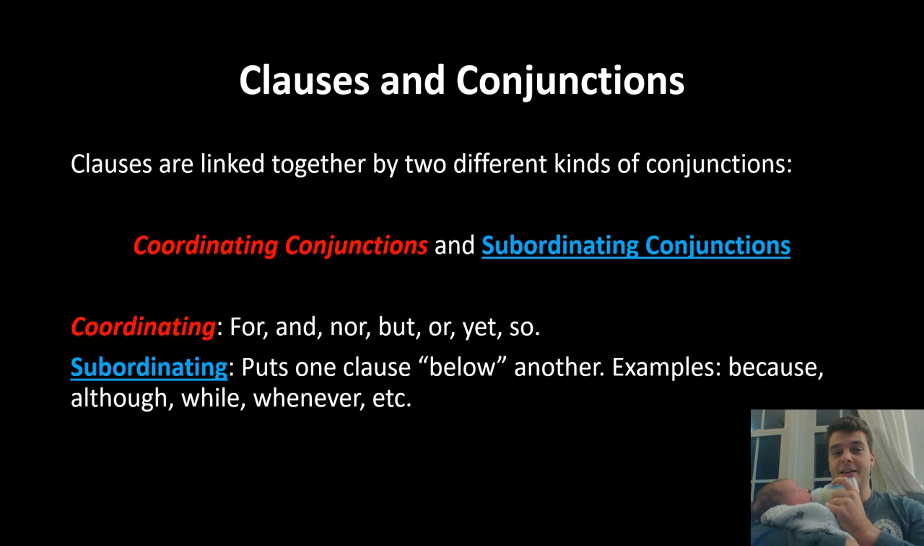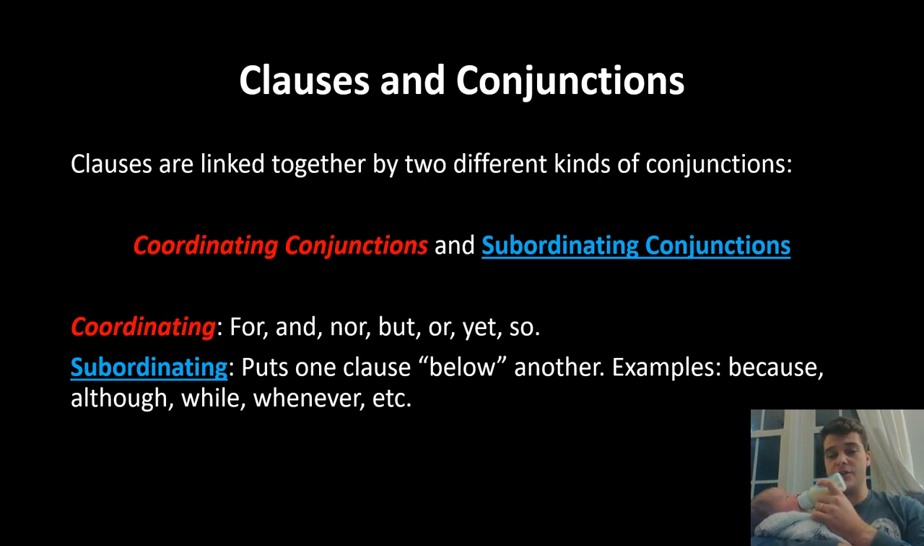Okay, so clauses are always linked together by two different kinds of conjunctions. There are the coordinating conjunctions, and there are subordinating conjunctions. Now, I'm sure you're familiar with coordinating conjunctions. Those are the fanboys: for, and, nor, but, or, yet, and so. Okay? That is the grand total of all coordinating conjunctions. There are not any other ones. They link two independent clauses.